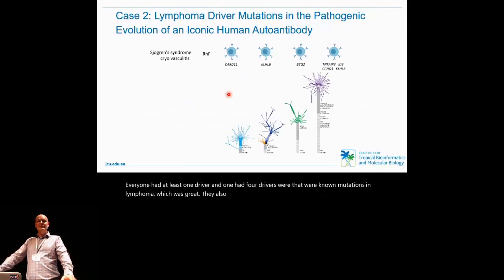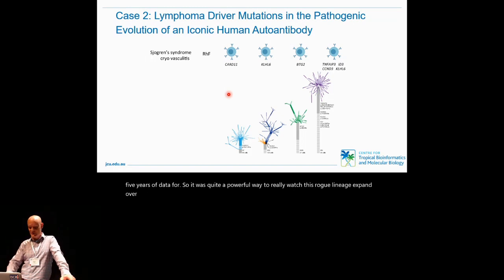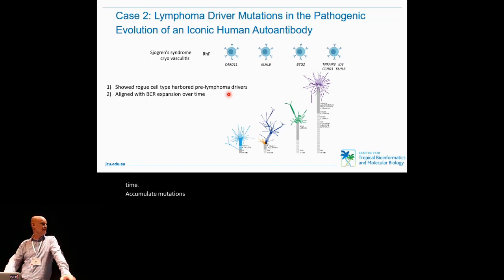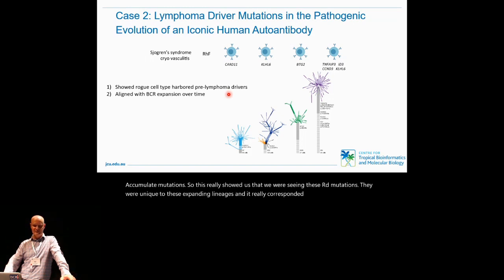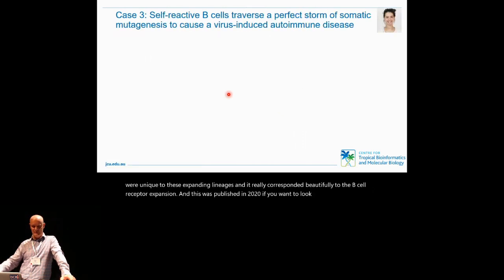They also simultaneously did the B cell receptor sequencing, so we could actually see the clonal expansions and how the mutations aligned with this. So it was very powerful to put the 2 data sets together, and we had one patient we had about 5 years of data for, so it was quite a powerful way to really watch this rogue lineage expand over time and accumulate mutations. So this really showed us that we were seeing these rogue mutations. They were unique to these expanding lineages, and it really corresponded beautifully to the B cell receptor expansion. And this was published in 2020, if you want to look more into that.